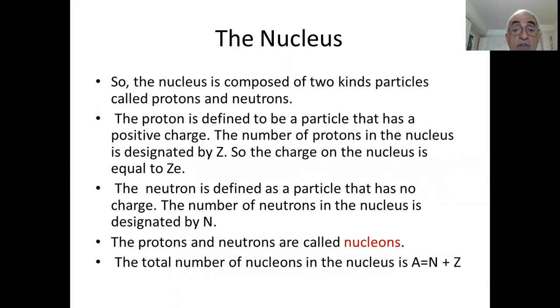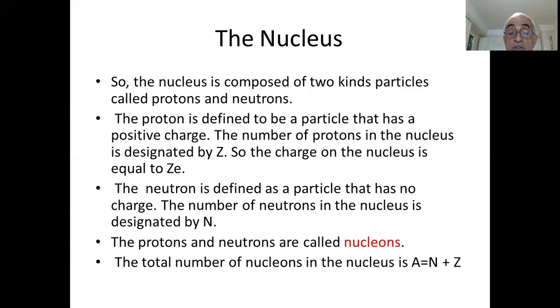So the nucleus is composed of two kinds of particles called protons and neutrons. The proton is defined to be a particle that has a positive charge. The number of protons in the nucleus is designated by Z. So the charge on the nucleus is equal to Z multiplied by e, where e is the charge of one particle. The neutron is defined as a particle that has no charge.